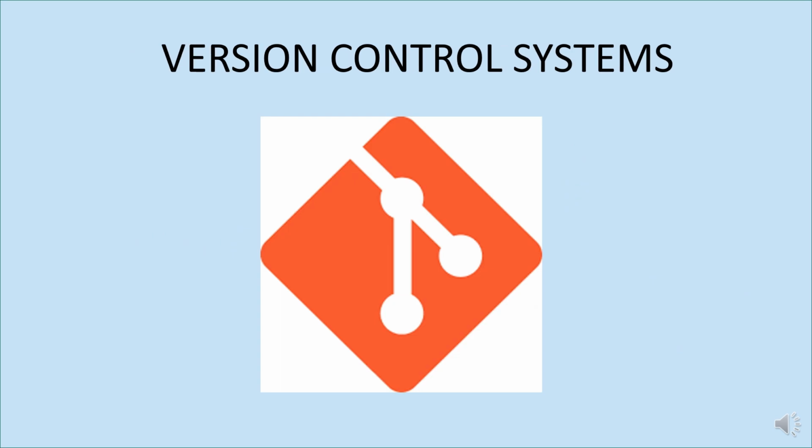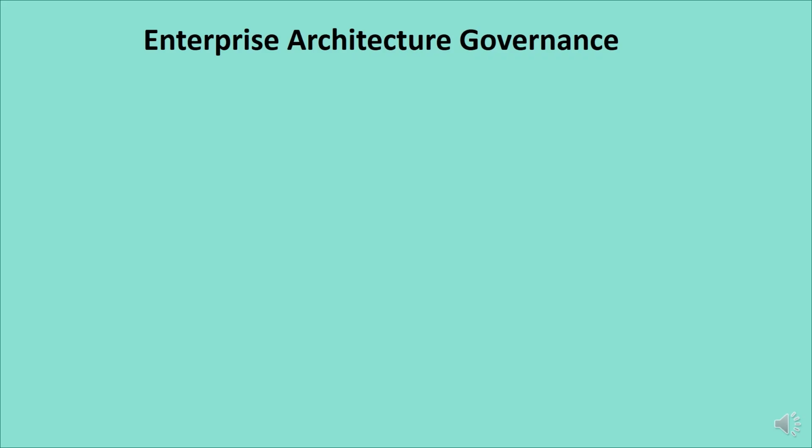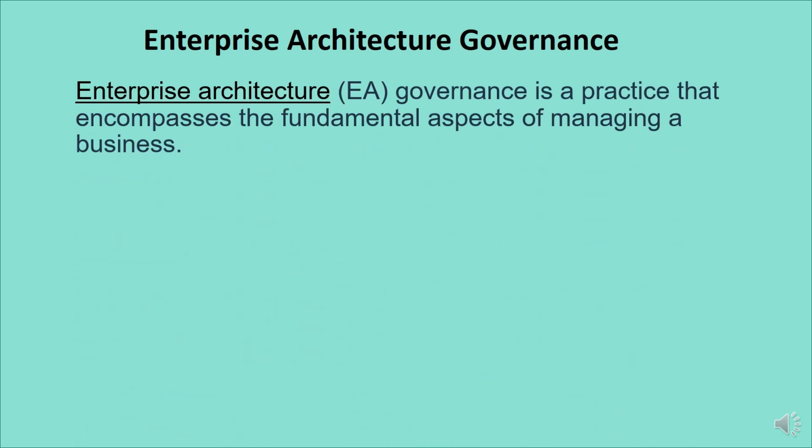We have version control systems like Git, where the document changes are tracked and managed effectively. Finally, a few words about enterprise architecture governance, framework, and mechanism. Enterprise architecture governance is a practice that encompasses the fundamental aspects of managing the corporation or business.